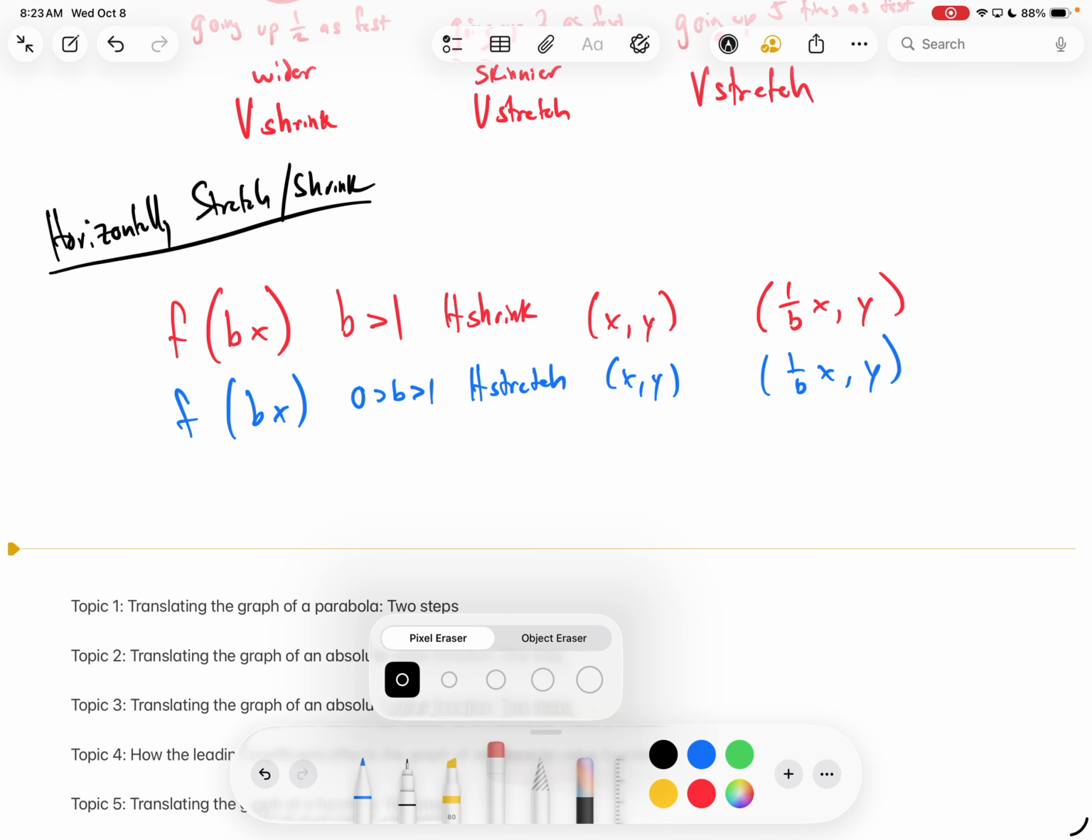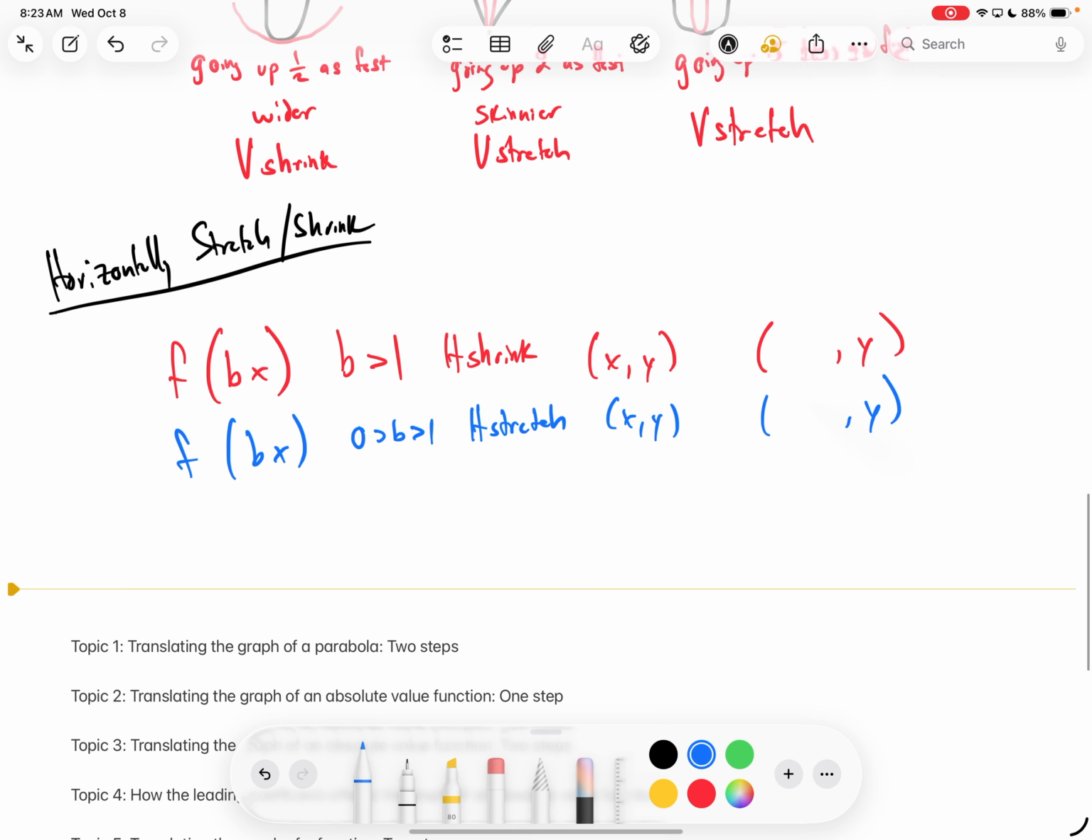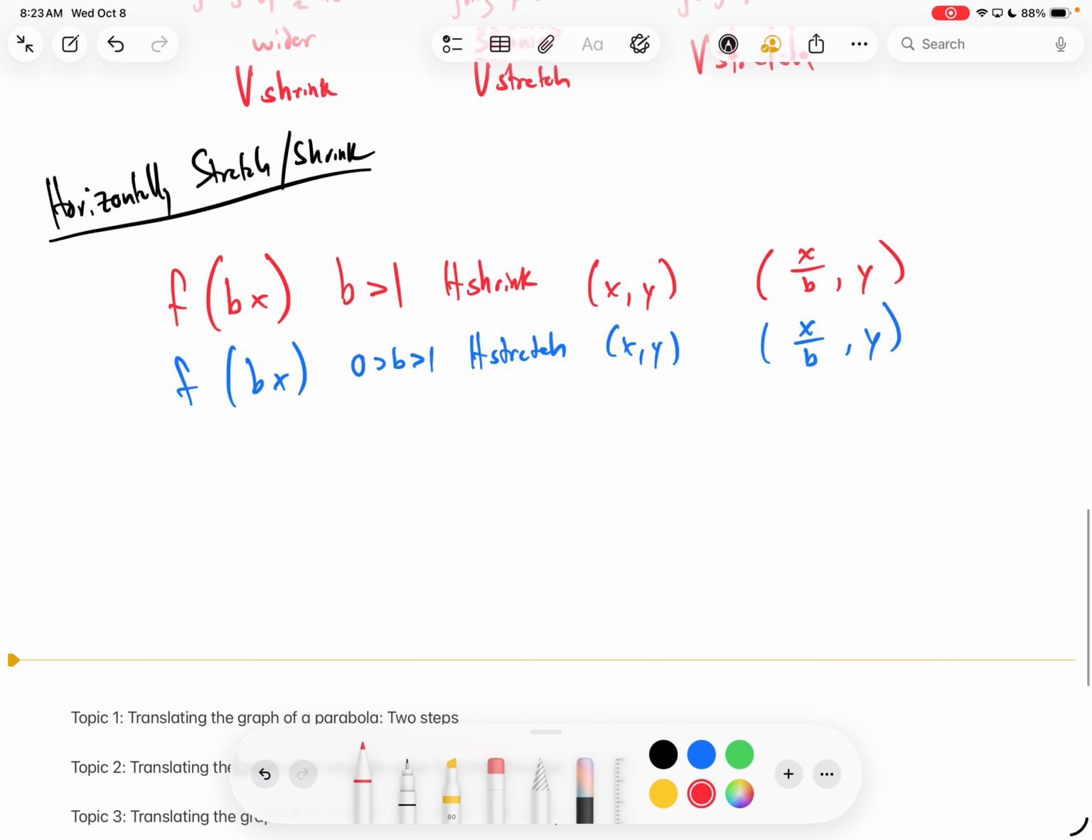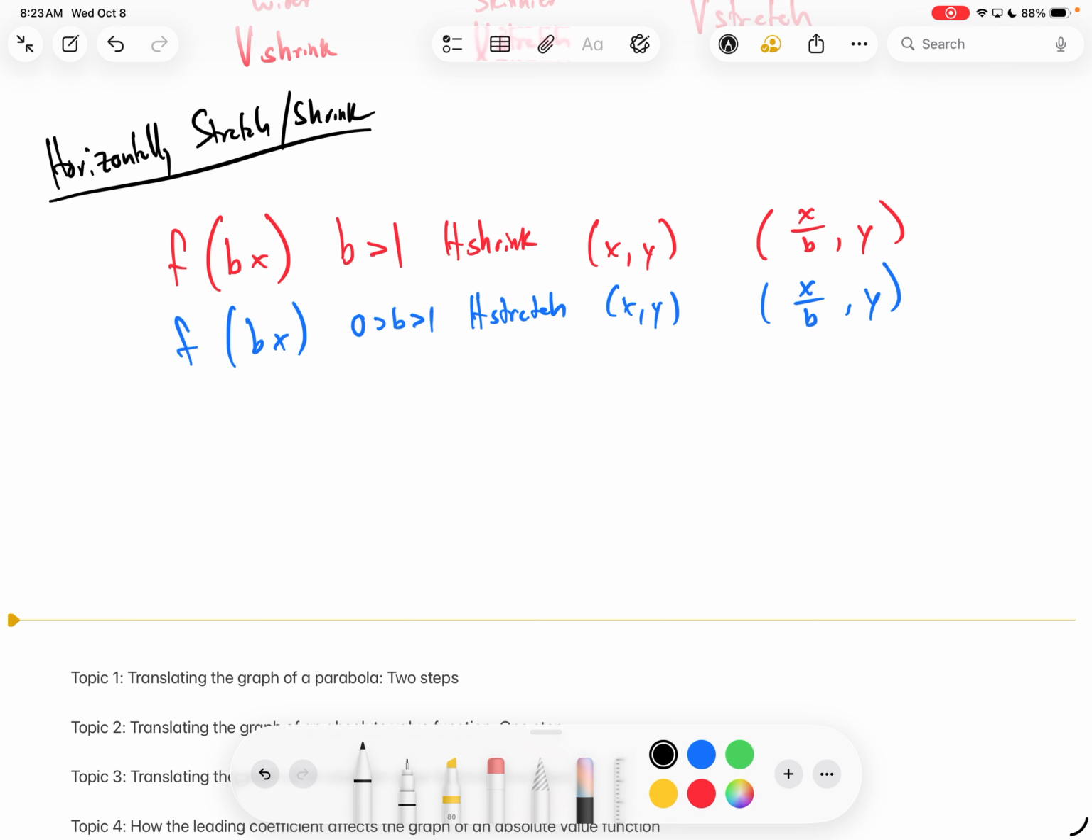The way they actually write this, and if you want to write it like this to make more sense on this one, is you would actually divide instead of multiply by a fraction, which is the same thing, but that may make more sense in your head because everything's opposite when you do horizontal.